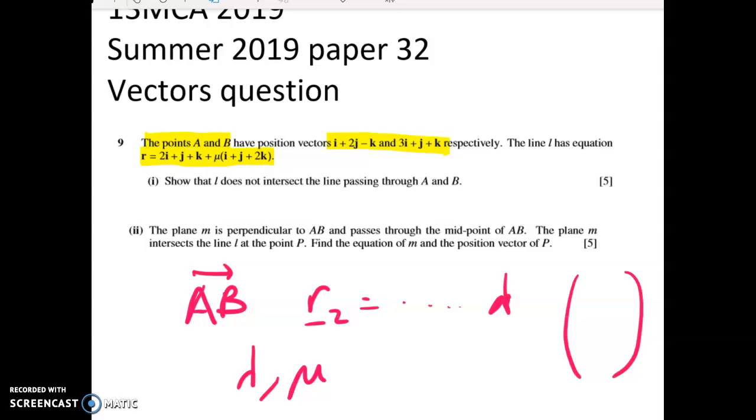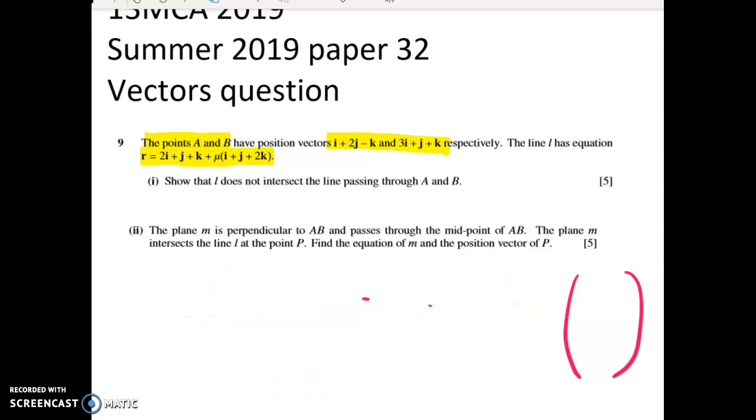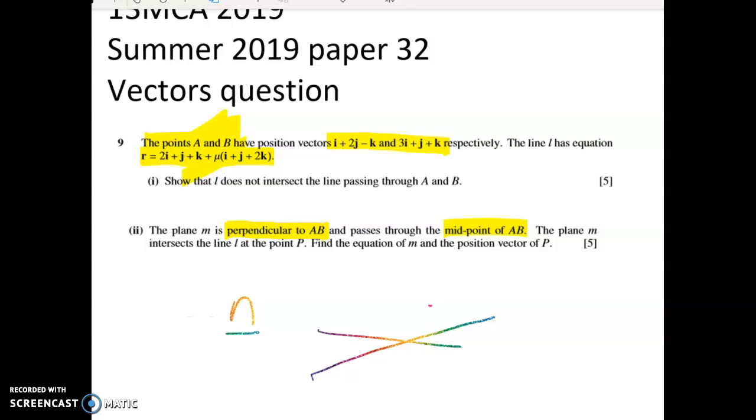Now the next one looks hard, but it's actually not. And it's about a plane. We're given a plane M, and the plane M is perpendicular to AB. Right, so that's the AB from back up here. And it goes through the midpoint of AB, so that's going to be easy to find. Now, if you think about what we need for a plane, we have to have a normal vector. And the normal vector we will often find by knowing that we've got 2 different lines that are in a plane, and knowing that the plane will be perpendicular to both of those lines. And then we use the vector product or the cross product to find that normal vector.